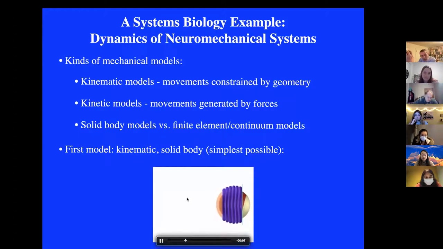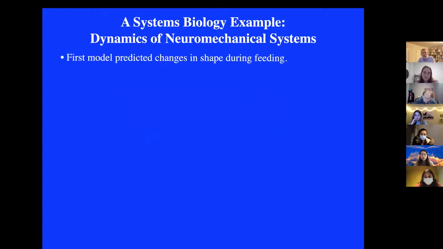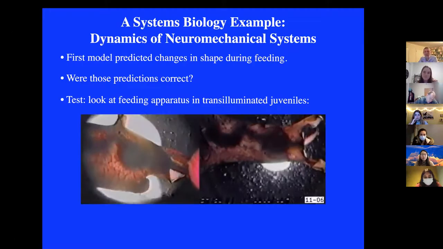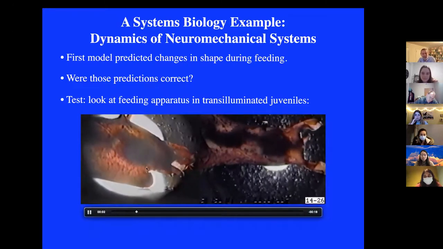Here, it should look like a ball. And then when it's at the peak of going backwards, retraction, it should be very thin and skinny. So that was a prediction that this model made. So were the predictions correct? Now, it turns out that when these slugs are really tiny, like 10 millimeters in length, they're almost transparent, so you can transilluminate them. And this is what you see when you do that.